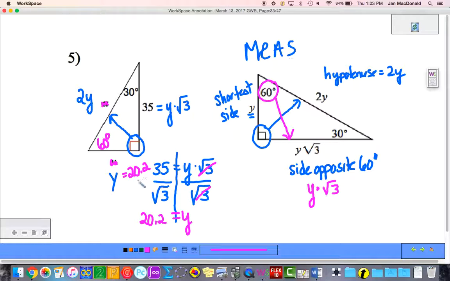Well, if I'm calling my shortest side 20.2, then I have to call the hypotenuse double that, or 2 times 20.2, and that makes the length of my hypotenuse 40.4. I have now found the value of the 3 sides of my 30, 60, 90 right triangle. The shortest side is 20.2, the hypotenuse is 40.4, and the side opposite 60 was given as 35.